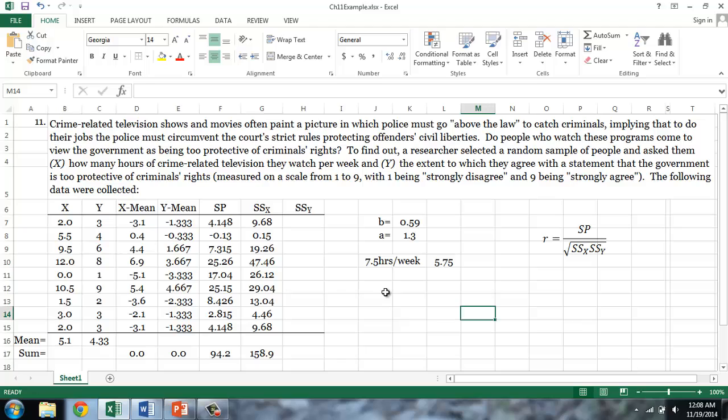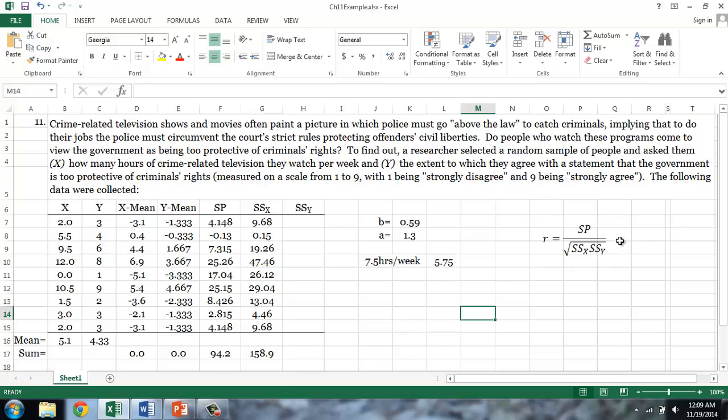In addition, we can utilize the correlation to determine a PRE measure, or proportionate reduction in error, that will tell us how much of the variation in belief about the government's stance on criminals' rights can be explained by television viewing habits. First, we have to calculate the correlation.